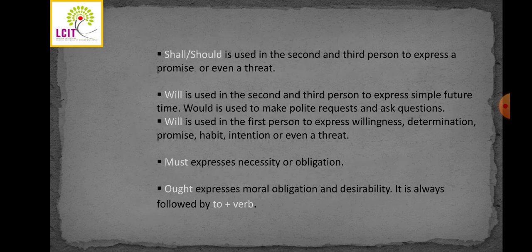Now the next verb is shall or should. Shall or should is used in the second and third person to express a promise or even a threat. Now we know first person, second person, third person. Now what are the examples? You should receive your wages tomorrow. Wages means salary, the work I did, for that I need to get my wages. So when will I get? You should receive your wages tomorrow. So the boss is promising that the labor will be receiving their wages tomorrow. That is a promise.